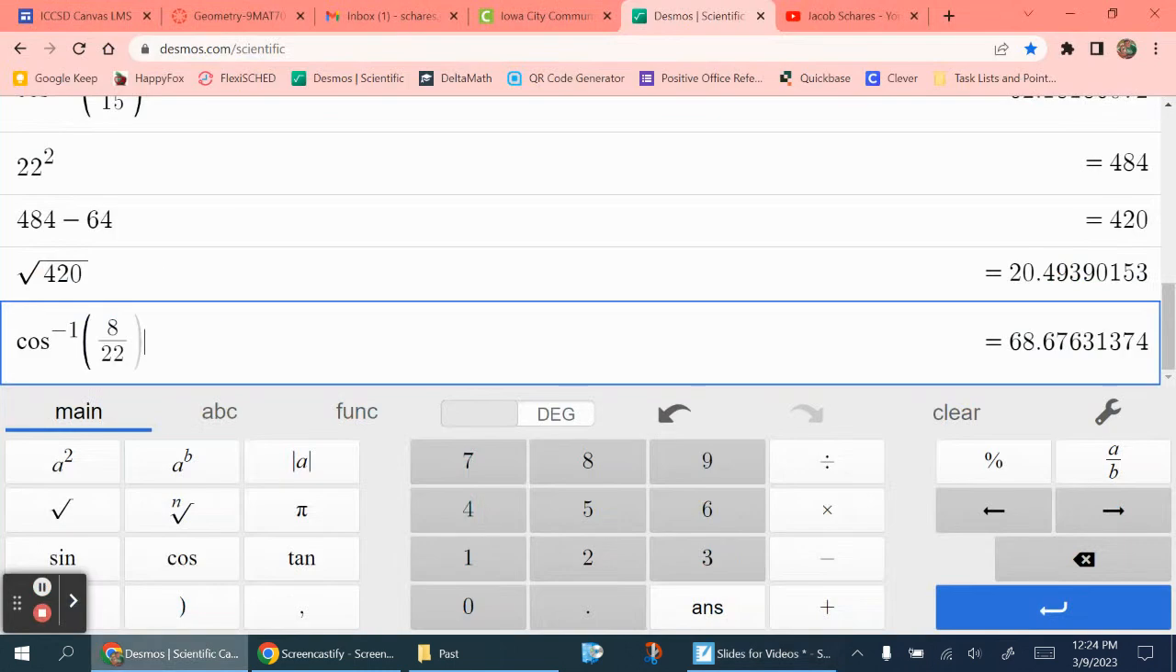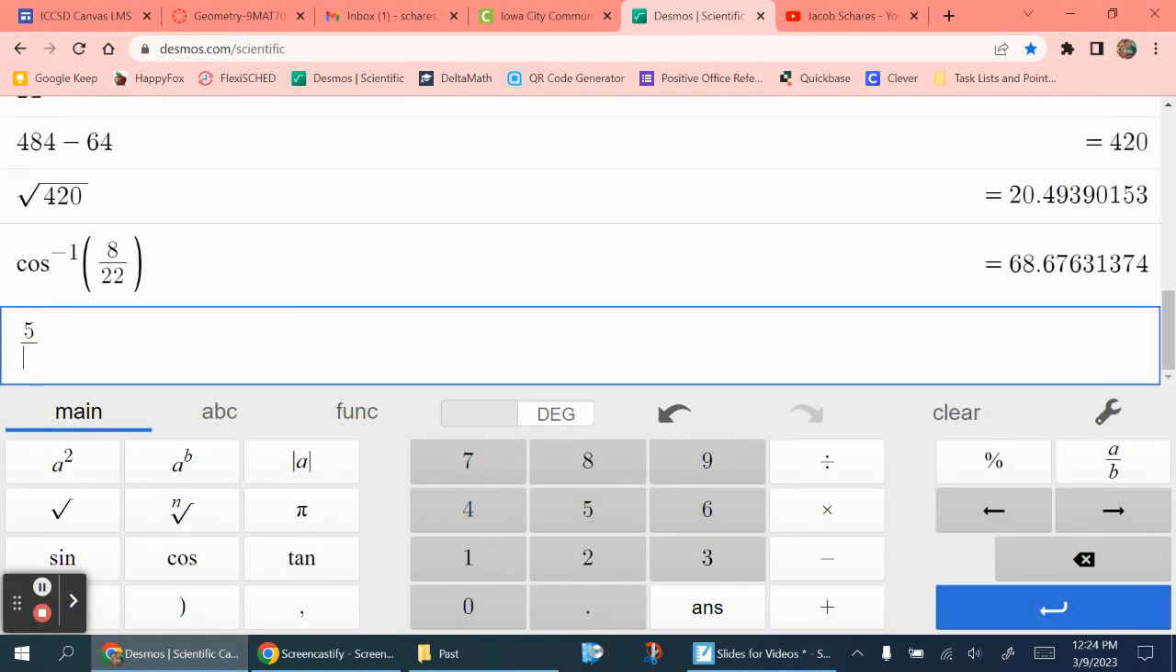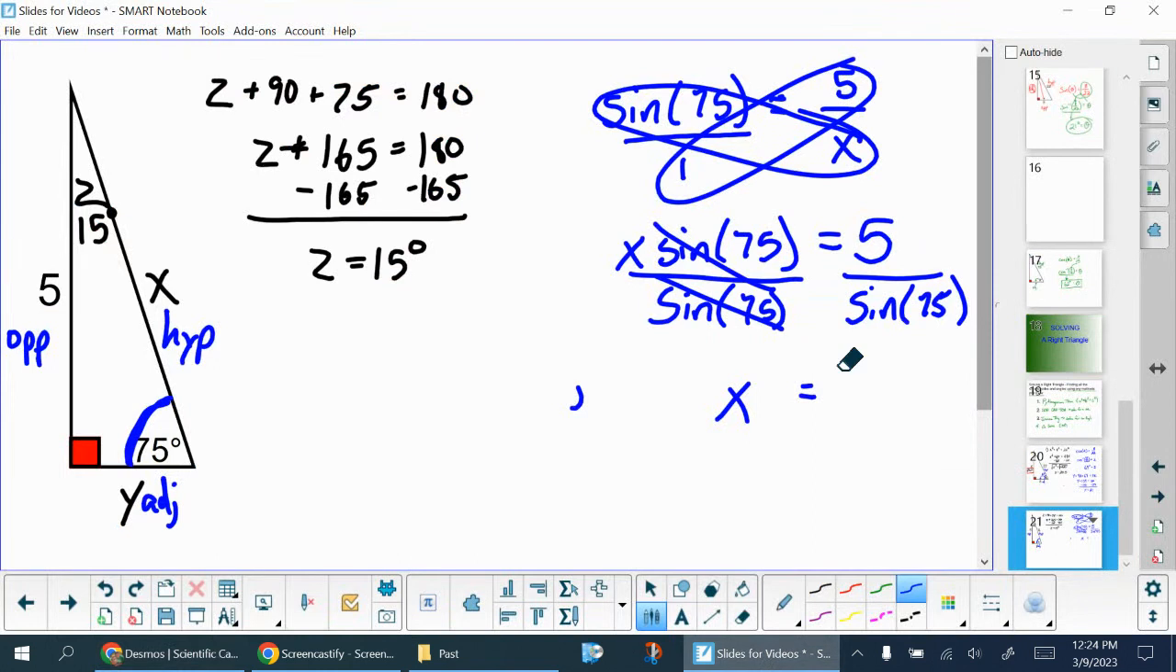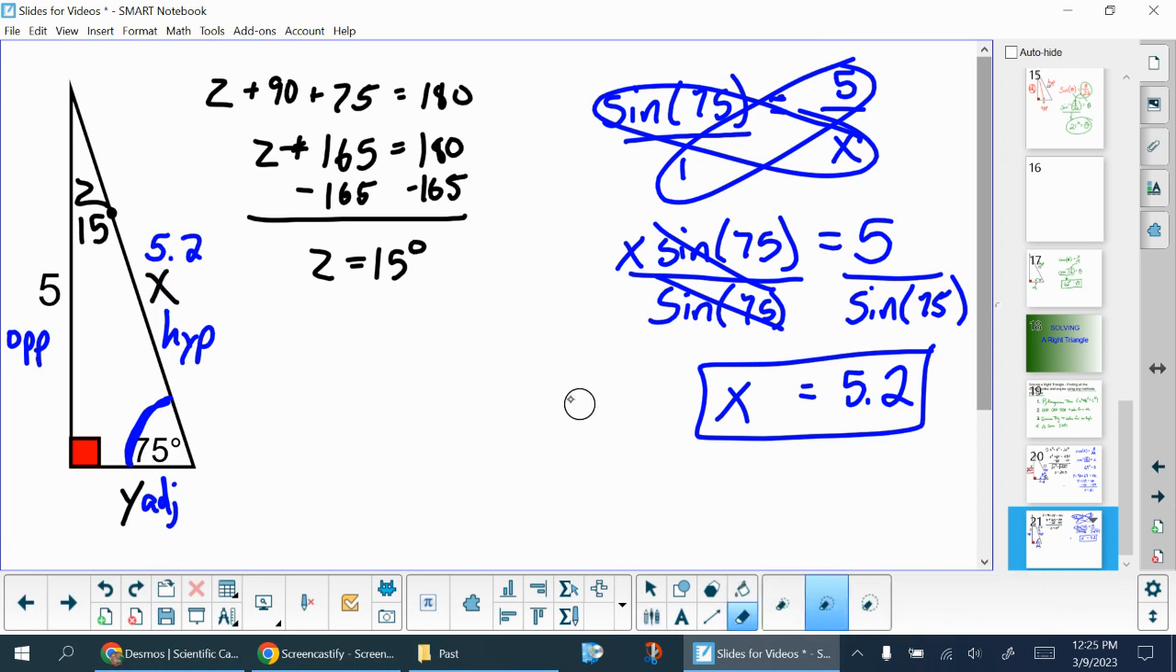5 divided by the sine of 75. And calculator says 5.2. So I'll put that there. That makes sense. It is longer than my opposite side by just a little bit. So it's good that the hypotenuse is the longest side.